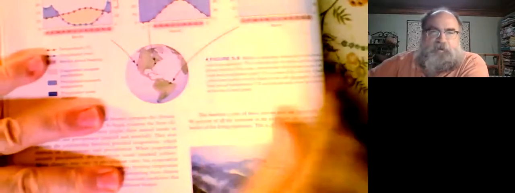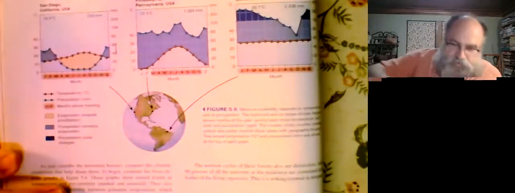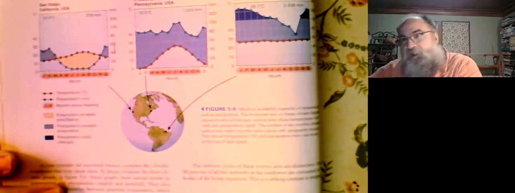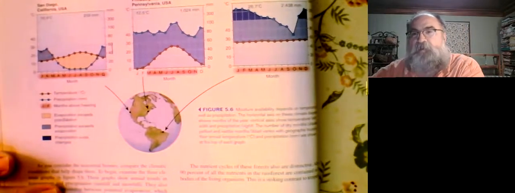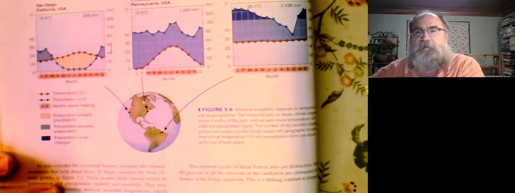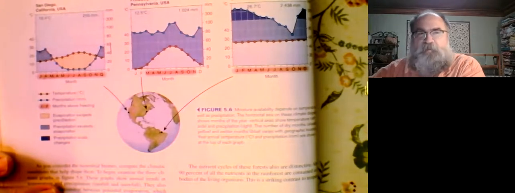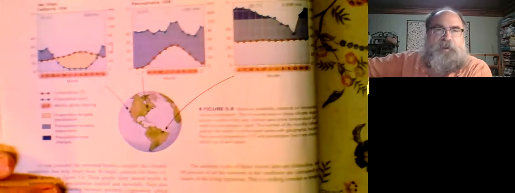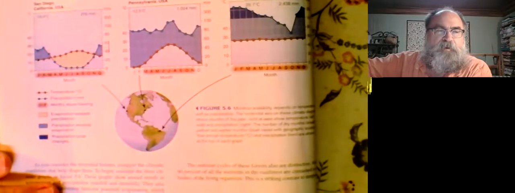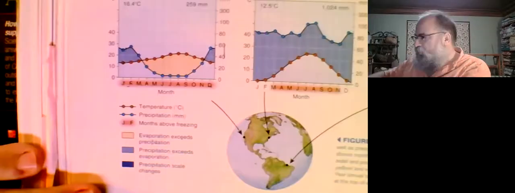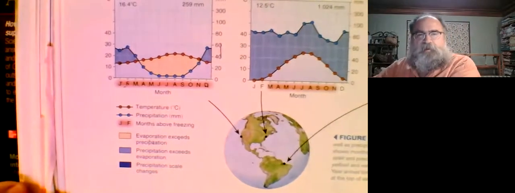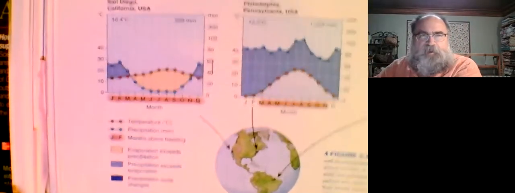I wanted to take a quick look at this because, again, what are the two factors? What are the factors that really regulate what's going to be able to survive in a particular biome? And so again, we look at temperature and precipitation. Let me see if I can. Okay, I got the focus a little bit better now.